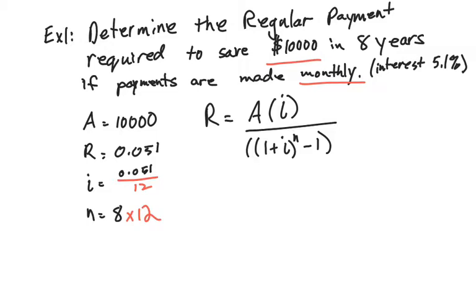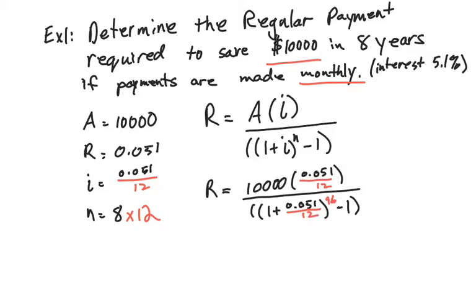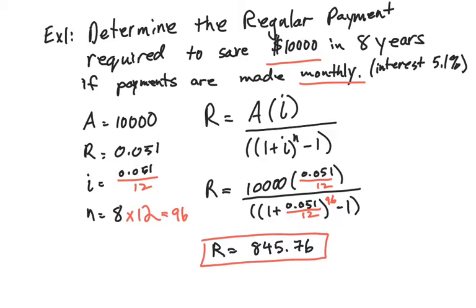Substituting into the equation, we get 10,000 bracket 0.051 divided by 12 bracket divided by bracket 1 plus 0.051 divided by 12 raised to the 96, because 8 times 12 is 96, minus 1 bracket. Punching that into your calculator, we get R being $845.76 paid every single month.